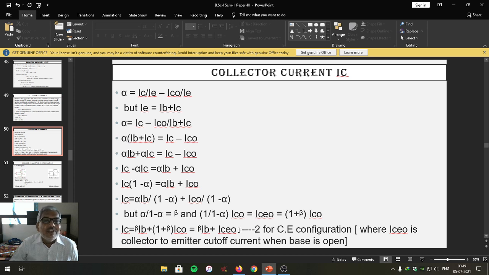Friends, in today's lecture, we studied two aspects. One, relation between alpha and beta, that is alpha in terms of beta and beta in terms of alpha. And also, we have calculated the collector current for common base as well as common emitter configurations.